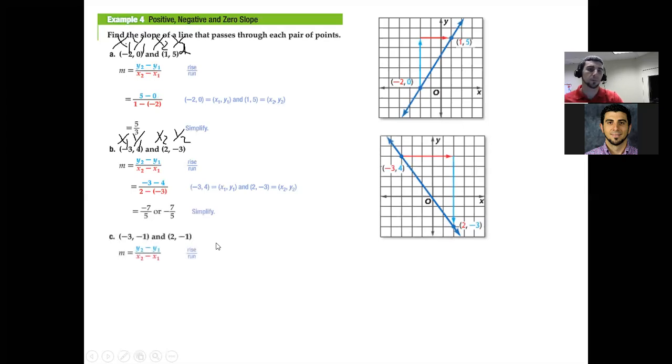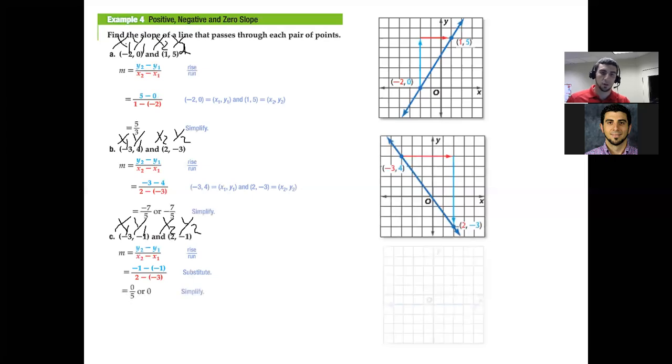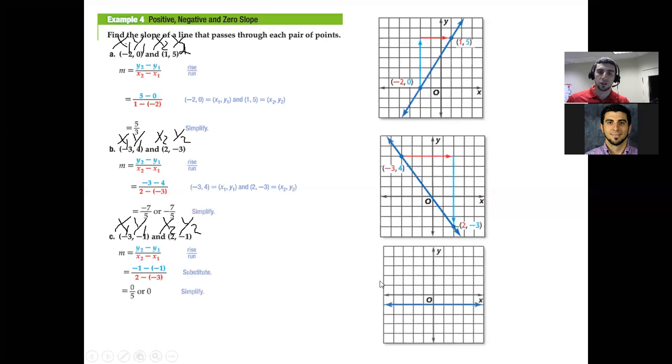And this last one, -3, -1, 2, -1. First, I label them x1, y1, x2, y2. Then I subtract y2 minus y1 over x2 minus x1. And here the slope is 0. So if you graph these 2 points, -3, -1 is right here, and 2, -1 is right here. If you draw a line through those 2 points, you get a horizontal line.